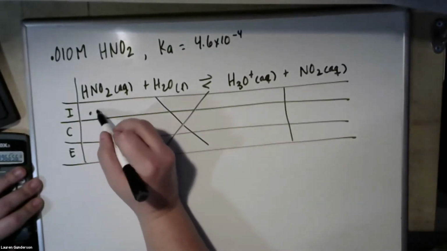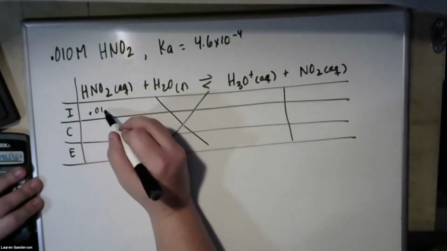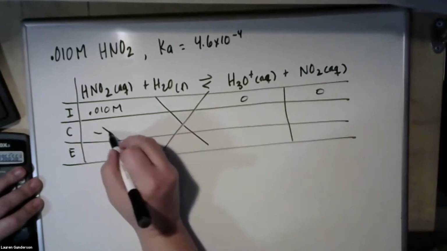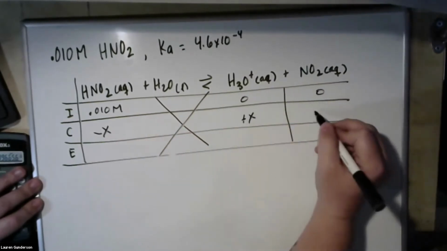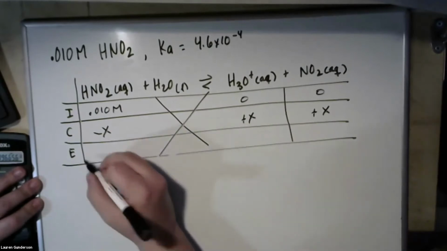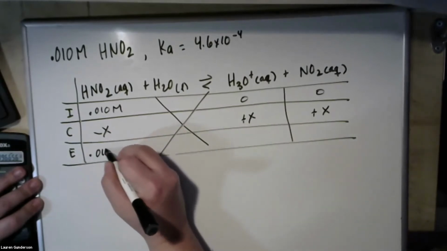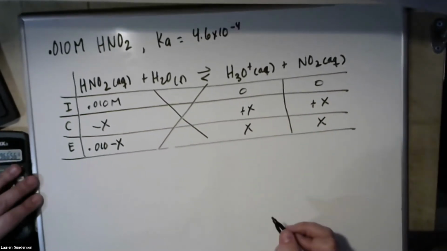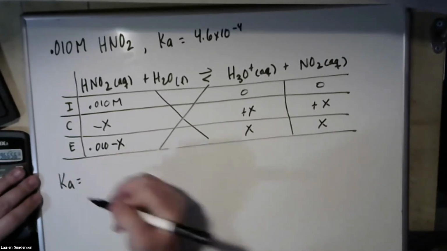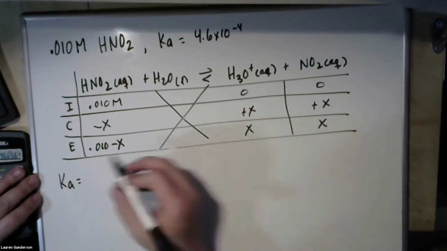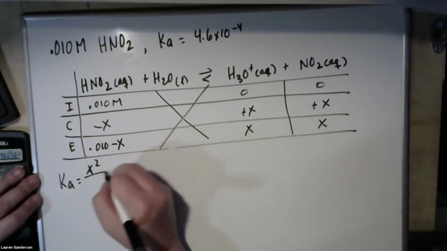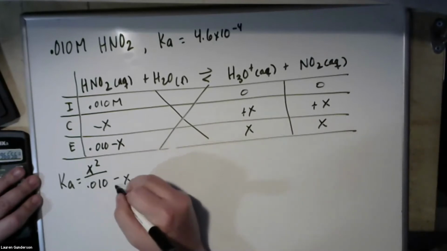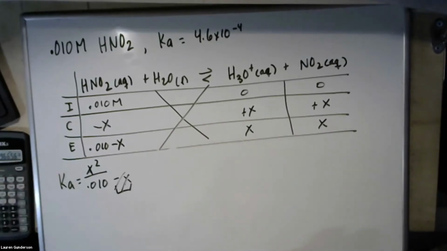Okay, so we'll put our initial concentration of the HNO2 over here. This will be our minus X. These will be our plus X's. And our equilibrium will be 0.010 minus X, X, and X. Okay, so again, we know that our Ka expression is going to be these two products multiplied by each other, divided by our reactant. Okay, and we're going to try this X's small approximation first.